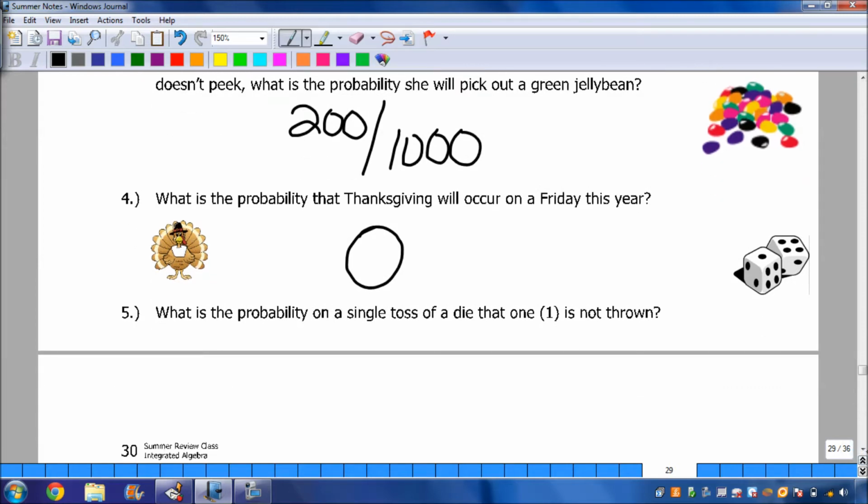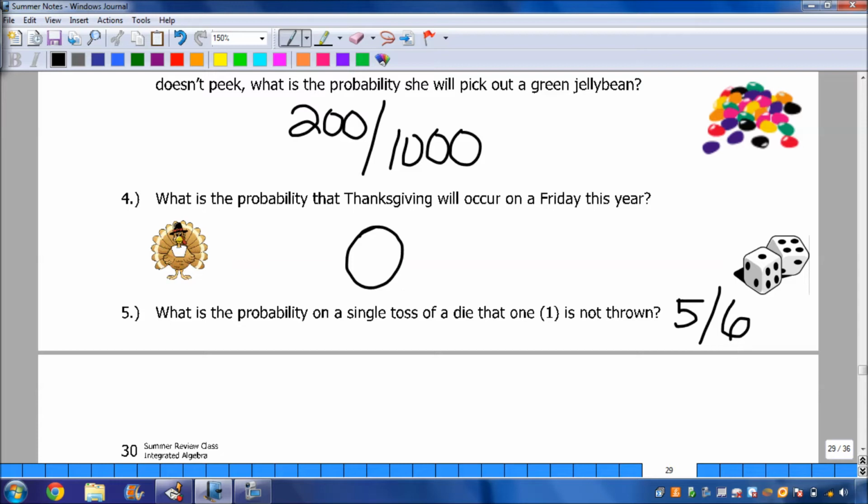Okay? And then number 5, what is the probability on a single toss of a die that one is not thrown? Well, the probability that one is not thrown means that we would either get 2, 3, 4, 5, or 6. Those are 5 outcomes out of 6 possibilities.